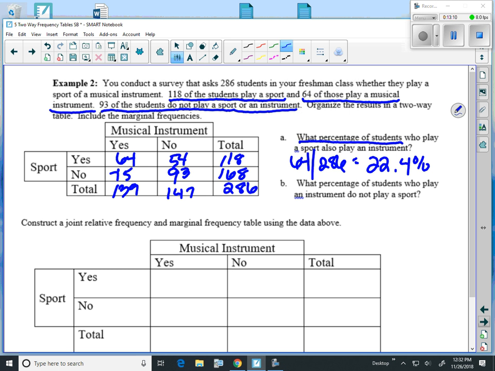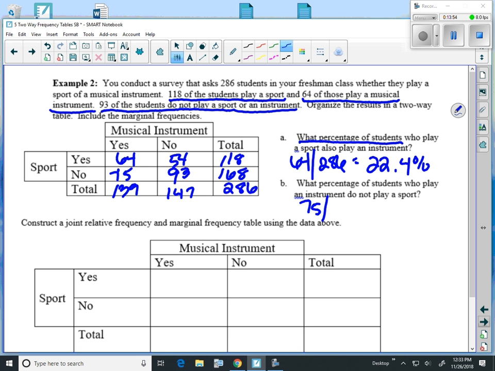What percentage of students who play an instrument do not play a sport? Okay, where are we at? Sports, no. Instruments, yes. So that's 75 out of 168? It's 286. Wait, those students who play an instrument. It's 139. It's sport and instrument. Is it 139?